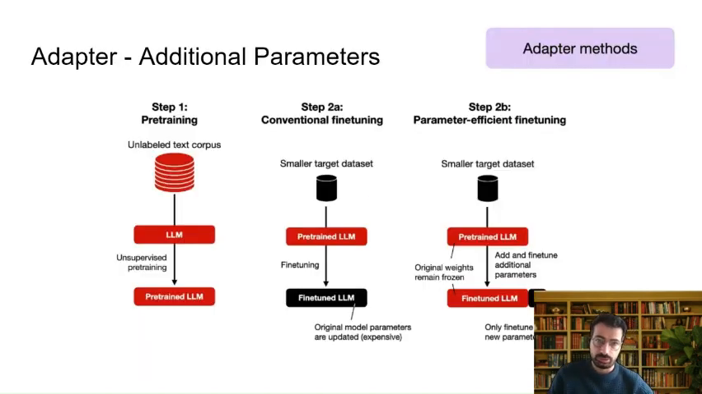Now we're moving to the adapter methods. As you may remember in the initial slide, I showed there were 3 categories. We're now in the second category. So we've left the prompt tuning, and we're talking about the adapter method. The adapter method you can see here at the third step, what I explained earlier.